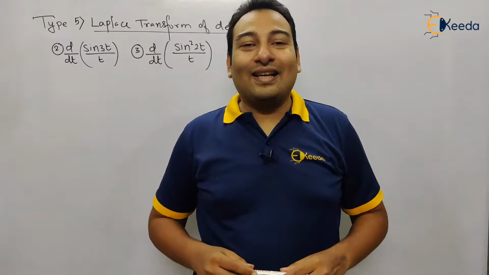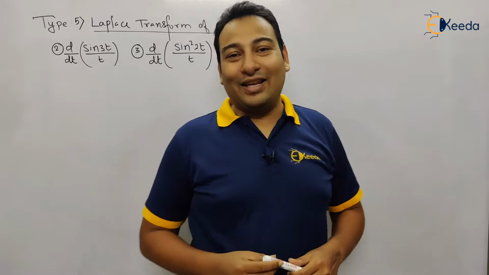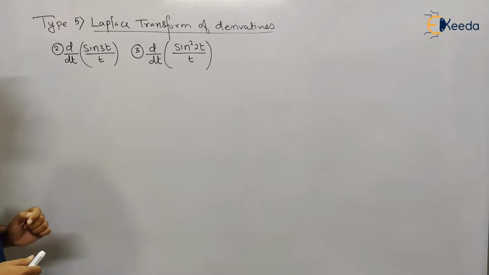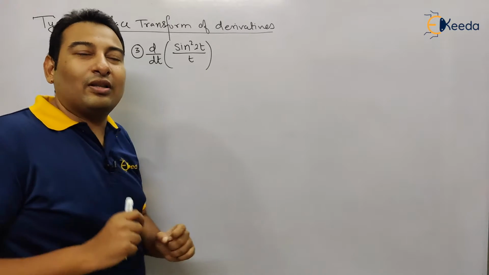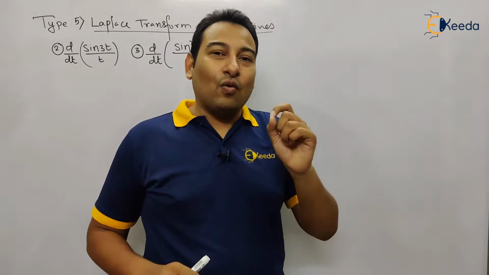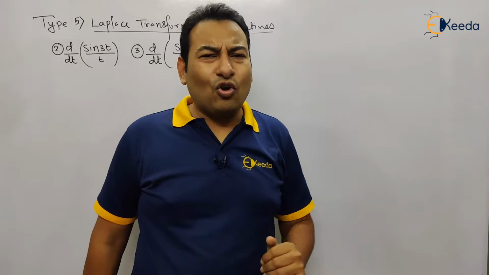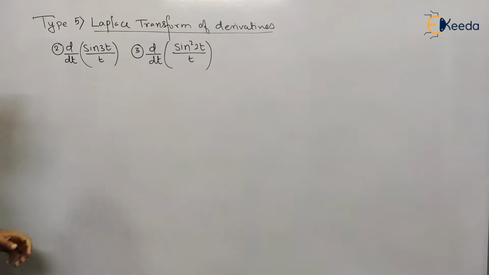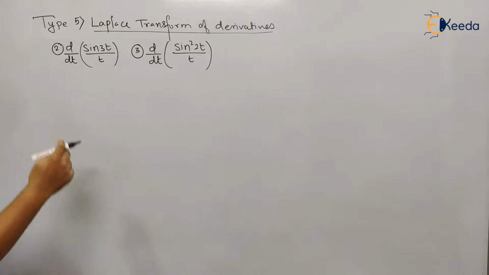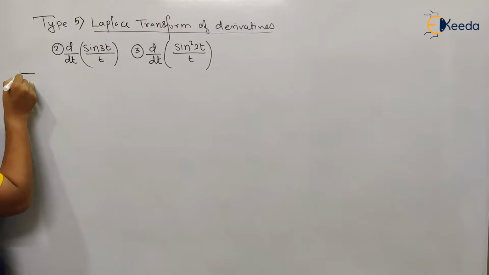Welcome back friends. Let's discuss problem number 2 and 3 on Laplace transform of derivatives. In the last video we discussed what the property is and we discussed one example on it. Let us move on and discuss two more examples. Now starting with problem number 2, here we have d by dt of sine 3t upon t. Very simple.